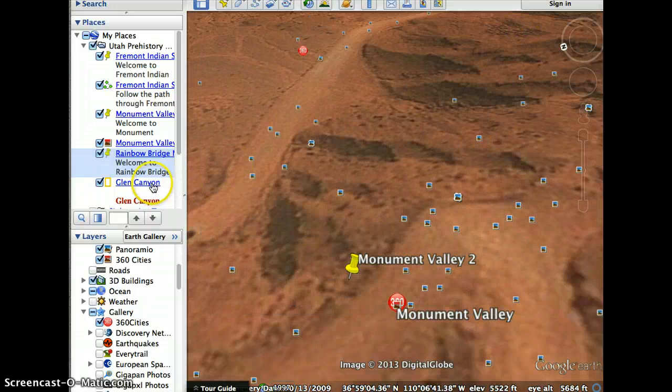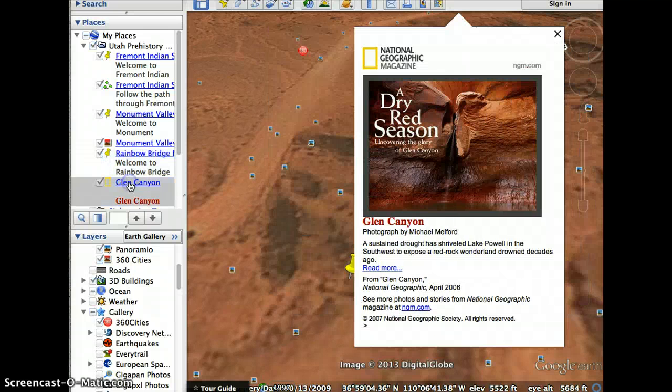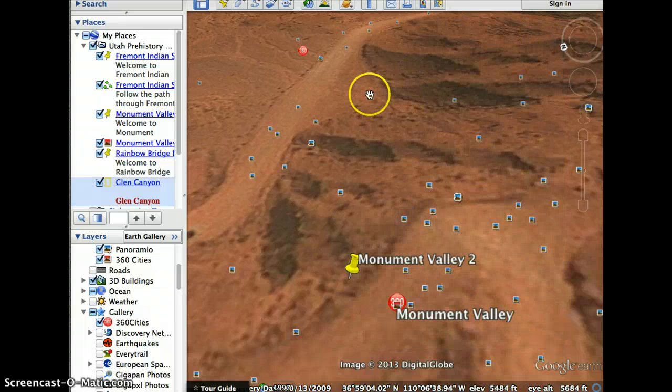Another thing that they're going to do before they actually talk about that, which is kind of the ending part, is there's also a National Geographic layer that has some really cool pictures of Glen Canyon. And again, it's kind of talking about a drought and some things about Lake Powell being man-made, so that's cool, and also kind of along the topic of preserving our natural history and natural artifacts.